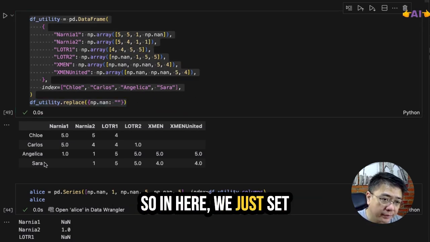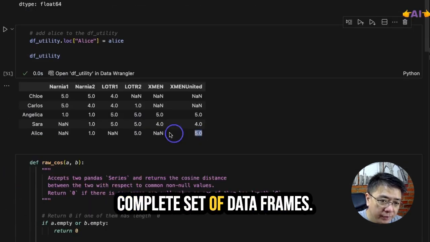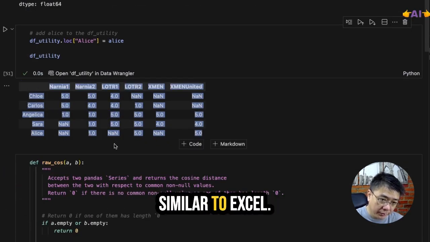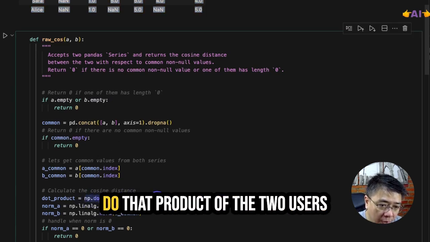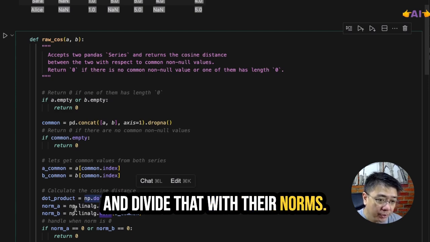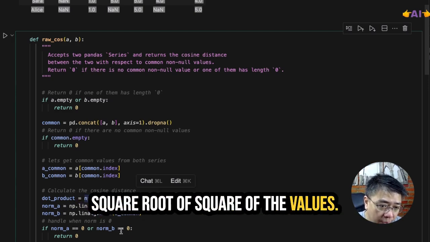So in here, we just set up the data frame. We include Alice in the data frame. So now we have the complete set of data frames similar to Excel. The first function we'll implement is called the cosine similarity, which is exactly the same formula. You do a dot product of the two users and divide that with their norms. So linalg.norm is similar to the square root of the sum of squares of the values.